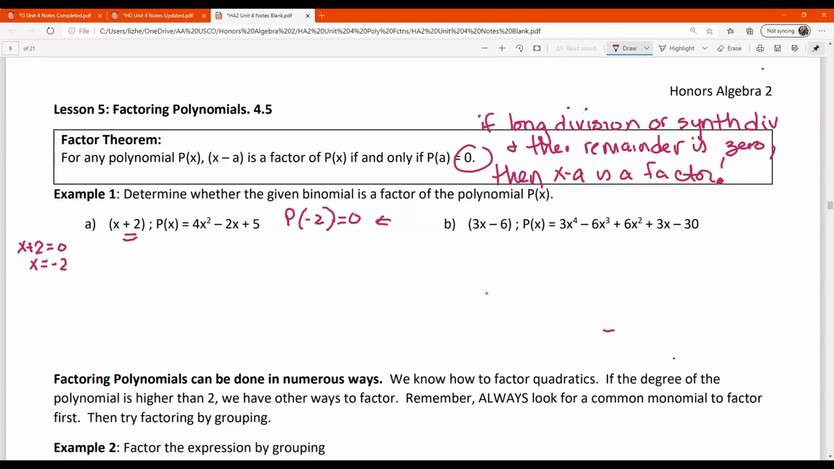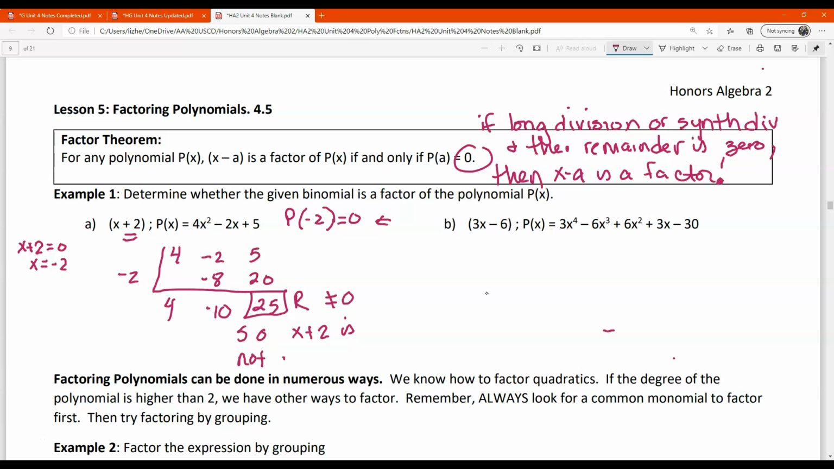Or remember our synthetic division where we write our coefficients, with negative 2 outside. Do our division, put negative 2 here, 4, negative 8, negative 10. And then I multiply again, I get 20, 25. That's my remainder. It does not equal 0. So x plus 2 is not a factor. And if you would have put negative 2 into this function, you would have gotten 25, not 0, and you would come up with the same solution.